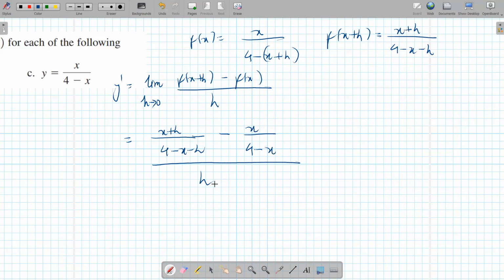What do you think the next step is? The goal is to cancel out this h with one of the h's from the top, but right now we can't do that. There's only one thing you can do, actually. The only thing you can do is take the LCD, combine the denominators. What's the LCD between this and this? 4 minus x. No, the LCD is actually the first denominator times the second denominator. Okay, there's no like terms between them.